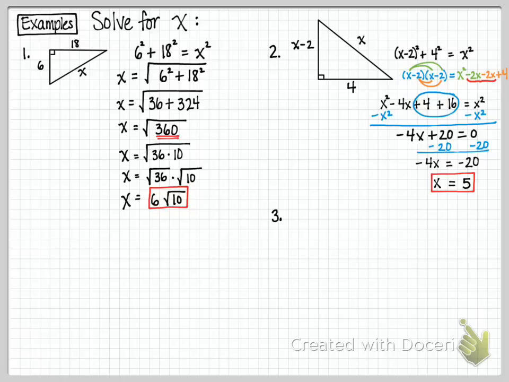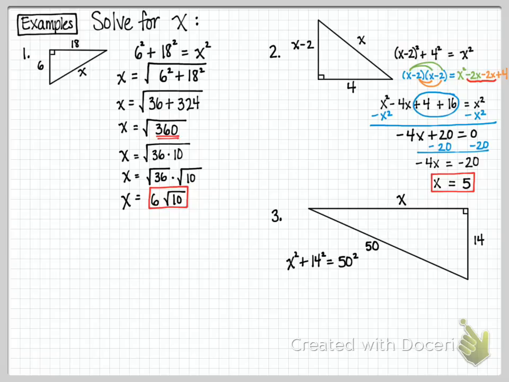And here's example number 3. So draw this triangle, write them down, pause the video, and then check to see if you got the problem right. So the legs are x and 14. We square them and add that together, and that equals 50 squared. We're going to subtract the 14 squared from both sides. So now we have x squared equals 50 squared minus 14 squared.